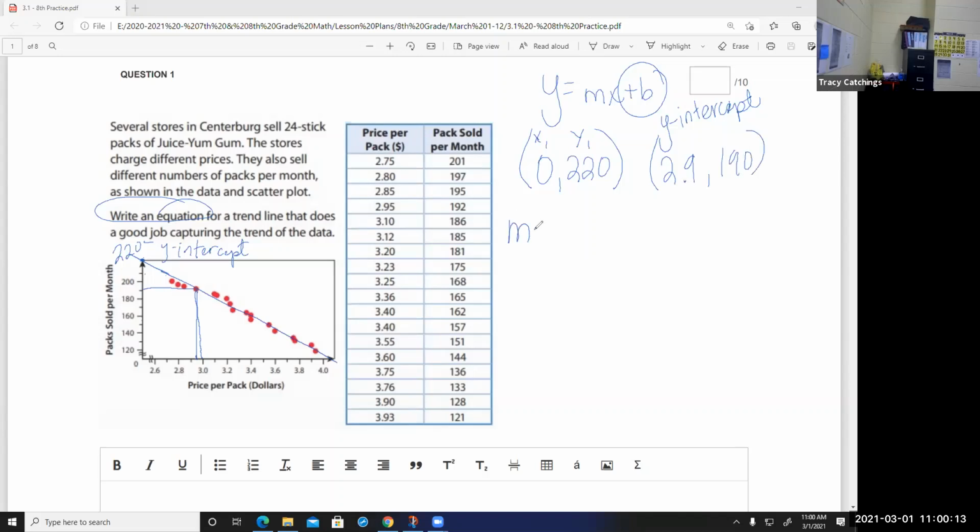All right. Slope formula, y2 minus y1 divided by x2 minus x1. All right, what's our y2? y1, I mean.